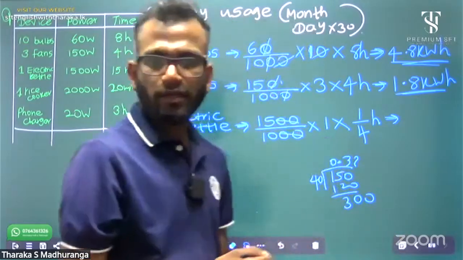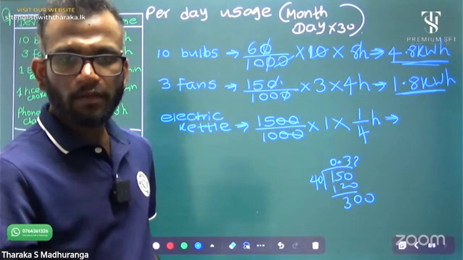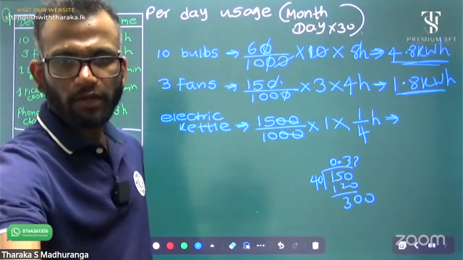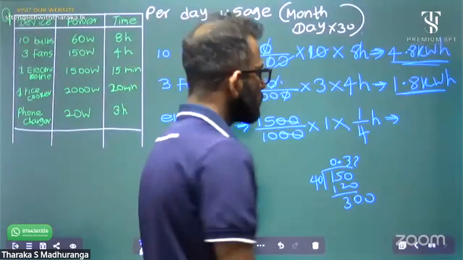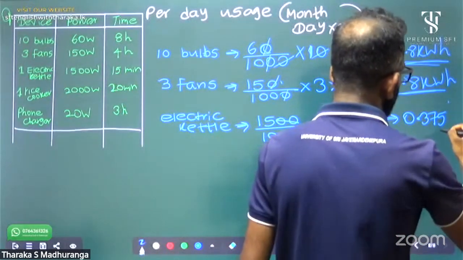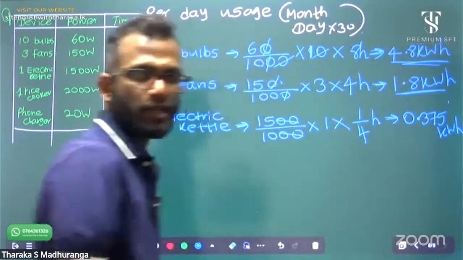8, right? 15 over 40, 0.375, right? 0.375, good. Sorry, 0.375 kWh. Very simple. මේ විදිහට ඔක්කොම හදාගෙන යන්න තියෙන්නේ.